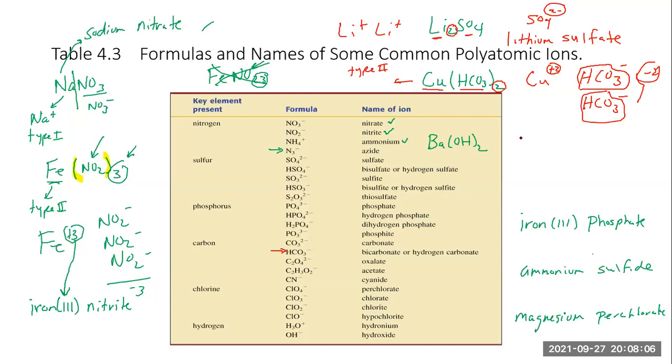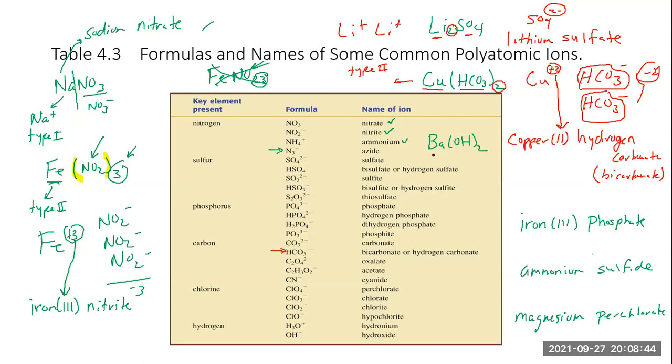That would translate to a name of copper Roman numeral 2, for not how many coppers we have, but the actual positive charge. Even though we have 2 of these bicarbonates or hydrogen carbonates, it has no effect on the name. We would just call it hydrogen carbonate, or you could just call it bicarbonate at the end if you would like. Any questions on that? So either copper(II) hydrogen carbonate or copper(II) bicarbonate would be the correct name there.